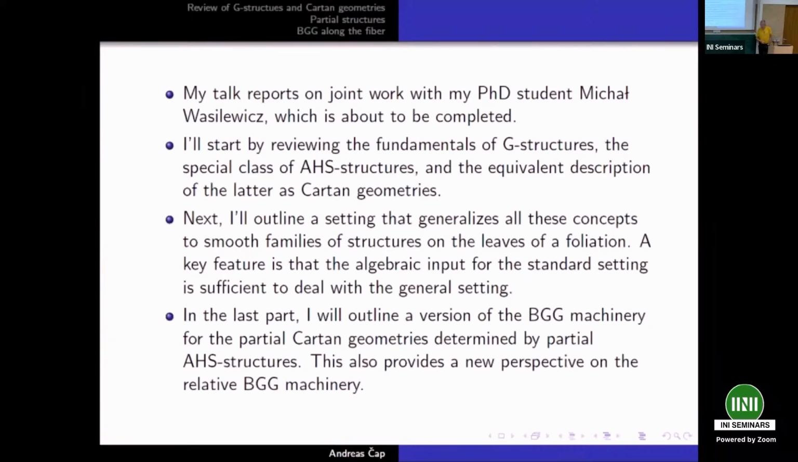And in the last part, I will outline an application. Namely, this also leads to a version of the BGG machinery for partial Cartan geometries that come from partial AHS structures. And this nicely combines the classical BGG approach for AHS structures with the relative, so the approach to relative BGG sequences that I have developed in joint work with Vladimir Socek. And it brings this picture of the relative situation more to the picture of BGG resolutions along a fiber, which was introduced in the book of Baston and Eastwood on the Penrose transform and Twistor theory. So I get a nice connection to the title of the program here.